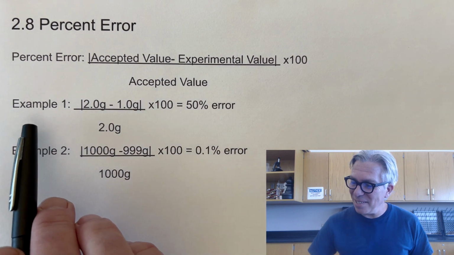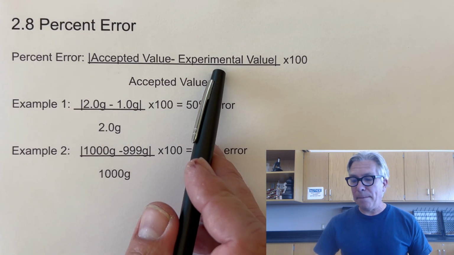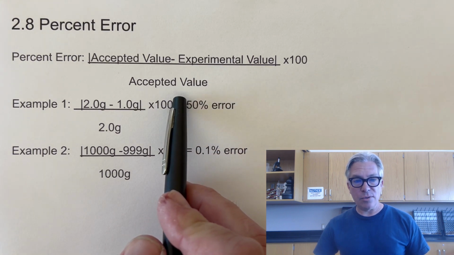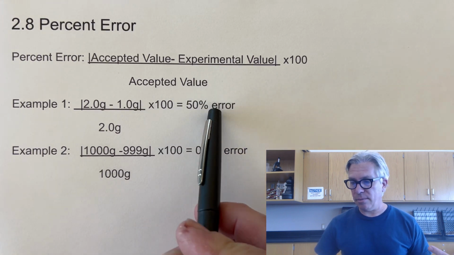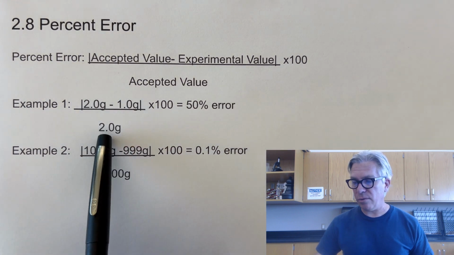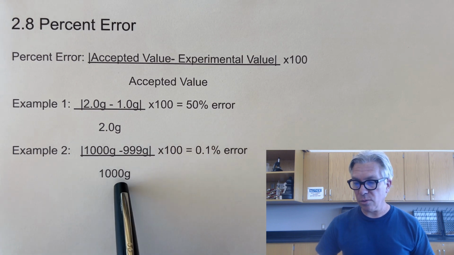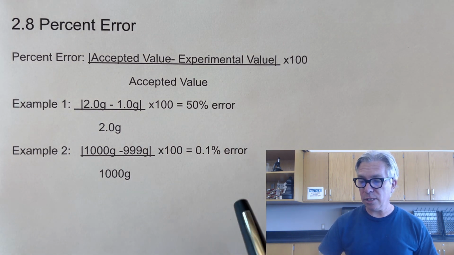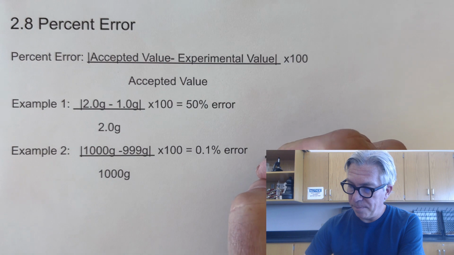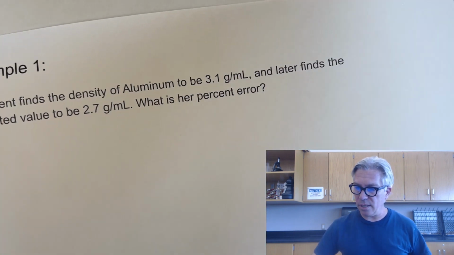And so example 1, the accepted value minus your value, that's the error, but divided into the accepted value again to get a percent times 100. And so the first person was off by 1 out of 2, that's a 50% error. But the second person was off by 1 out of 1,000, which is 0.1% error. So a much better percent error down here than up there. It relates it to the size that you're supposed to get. So let's do 1 or 2 quick examples, and we will be done with this episode.